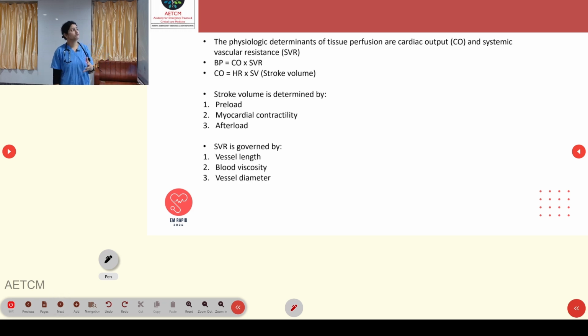The physiological determinants of tissue perfusion are mainly dependent on cardiac output and systemic vascular resistance. That is, the BP is controlled mainly by cardiac output and systemic vascular resistance, and in turn cardiac output is mainly heart rate and stroke volume dependent. Stroke volume is determined by preload, myocardial contractility and afterload, and systemic vascular resistance is mainly governed by vessel length, blood viscosity and vessel diameter.